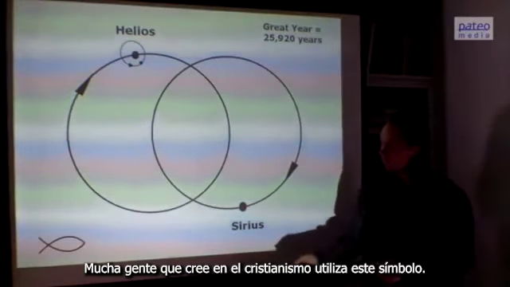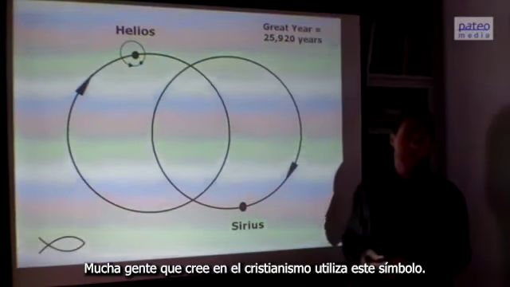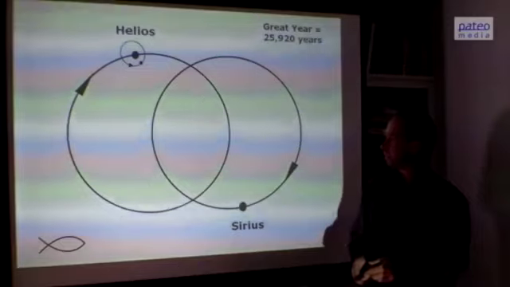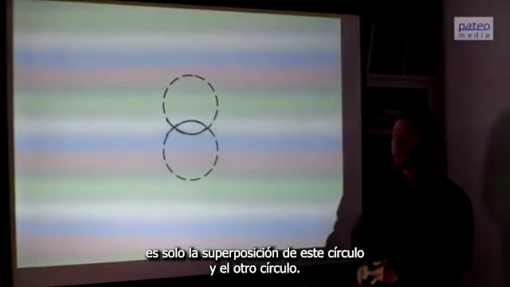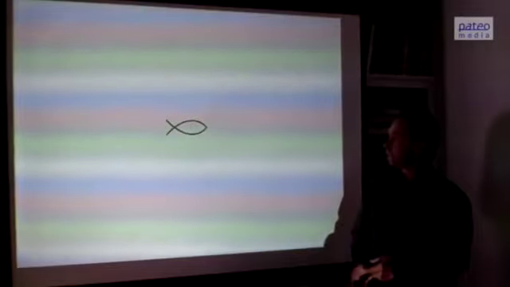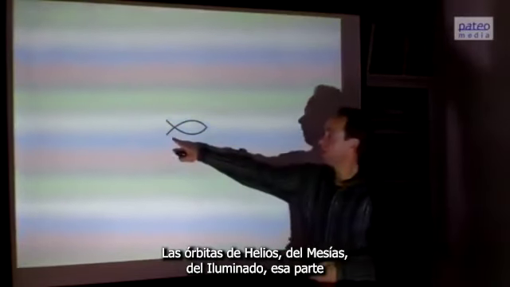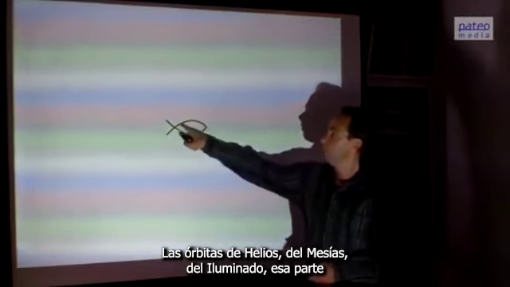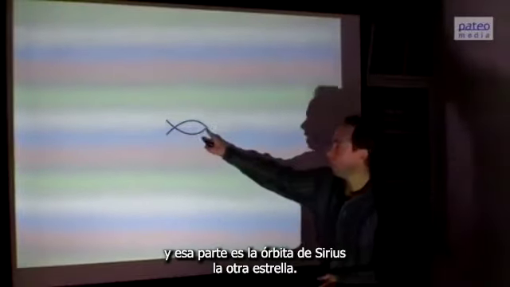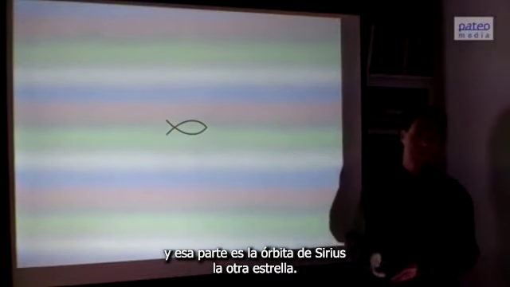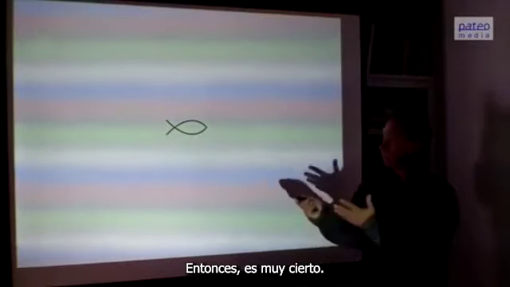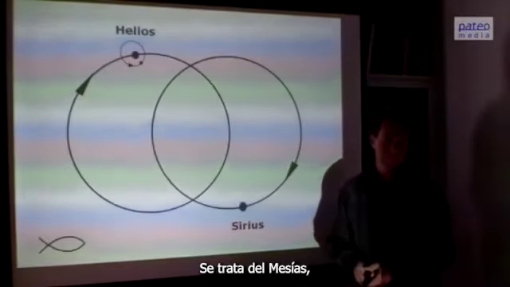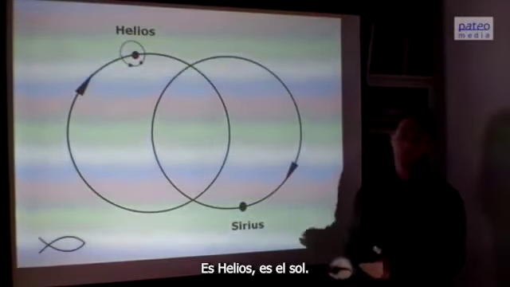Many people who believe in Christianity use this symbol. What does this symbol mean? This symbol is just the overlap of this circle and the other circle. So this is in fact the orbit of Helios, of the Messiah, of the light bringer, that part. And that part is the orbit of Sirius, the other star. That's what this symbol in fact means. So it's very true. This is about the Messiah. But it's the light bringer. It's Helios, it's the sun.